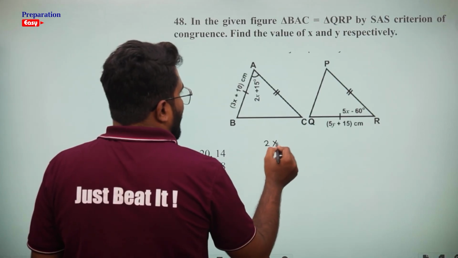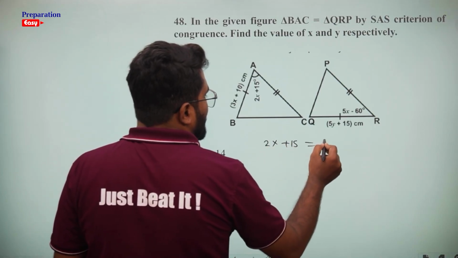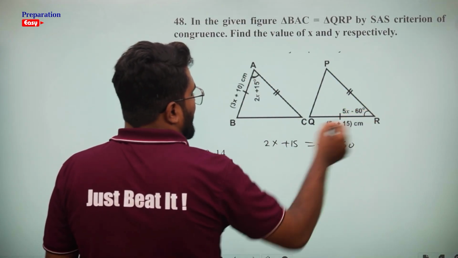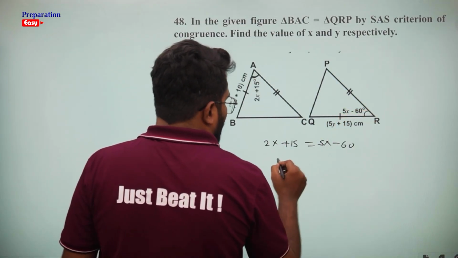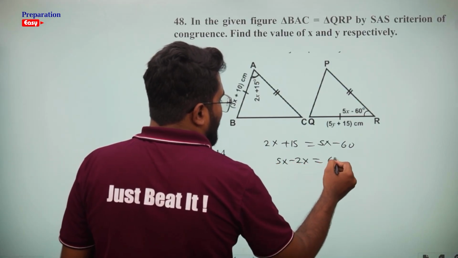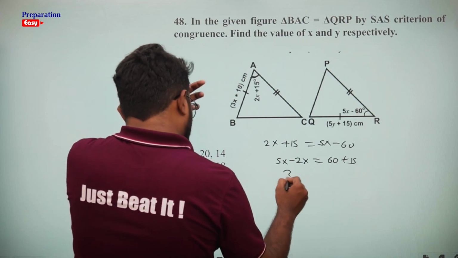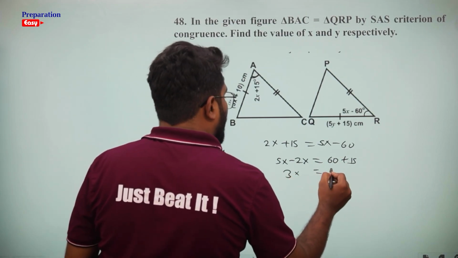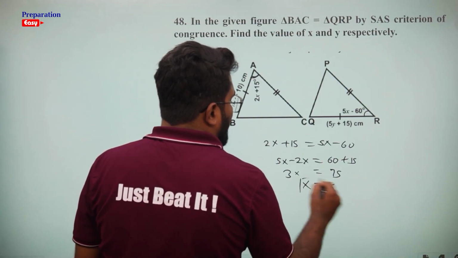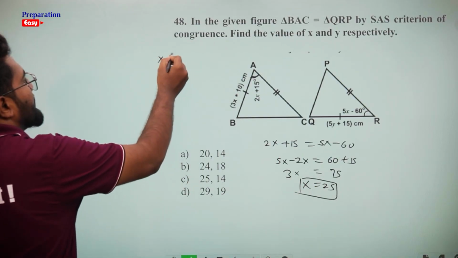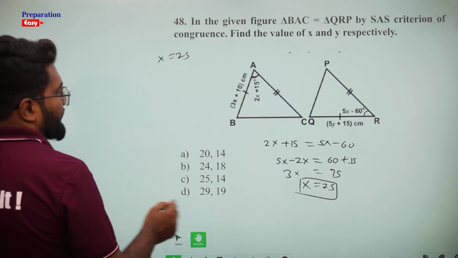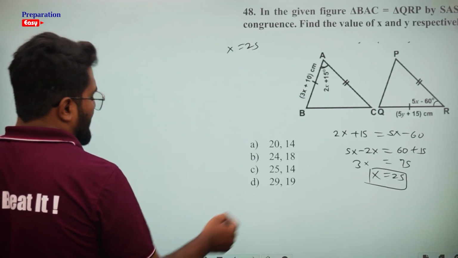So 2x plus 15 equals to 5x minus 60. These two angles. Okay. So 5x minus 2x will be equals to 60 plus 15. So 3x will become 75 and x equals to 25. We got the value of x equals to 25. Now we have to find the value of y.